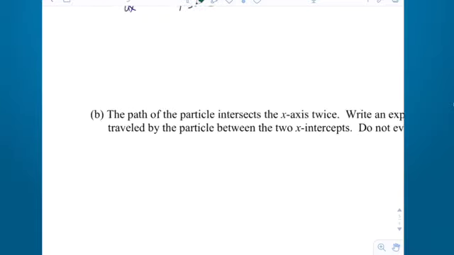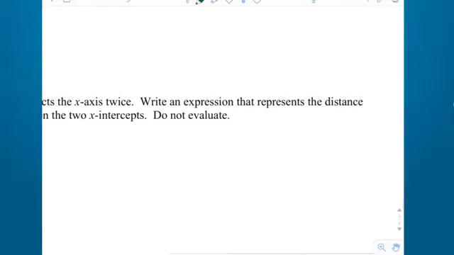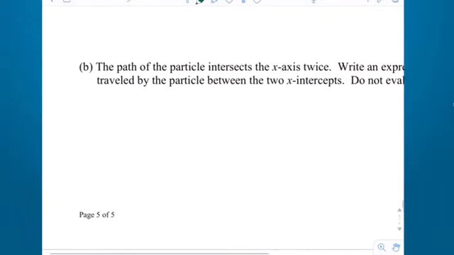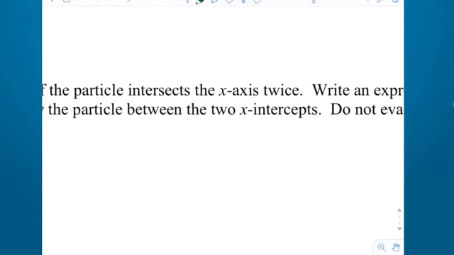All right, part B, same question. The path of the particle intersects the x-axis twice. The path of the particle, so it's moving through the xy plane, it intersects the x-axis twice. Write an expression that represents the distance traveled by the particle in between the two x-intercepts? Do not evaluate. Okay, this is great.